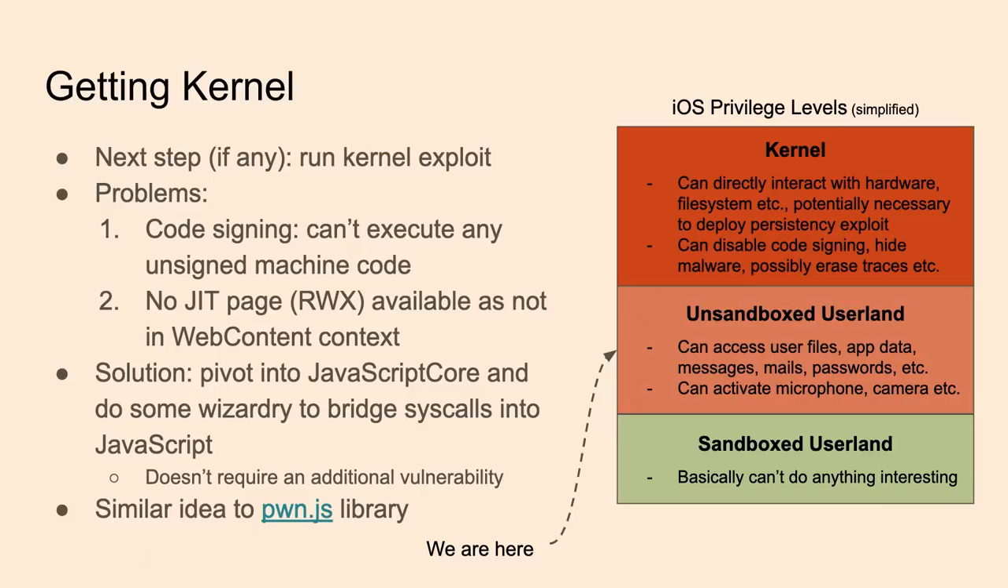What I did here is pivot into JavaScriptCore, which is the JS library. You can use it from any app also. Then I'm bridging these calls into JavaScript and implementing the kernel exploit in JavaScript. This does not require any more vulnerabilities, so you do not need a JavaScriptCore bug to do this. The idea is very similar to pwn.js. Maybe some of you know about that. It's a library, I think, initially developed for Edge, because they did something similar with JIT page hardenings.